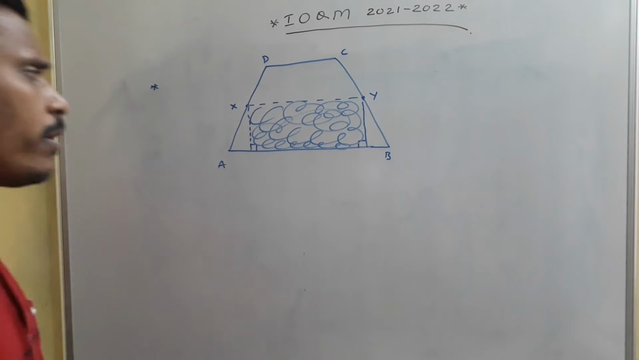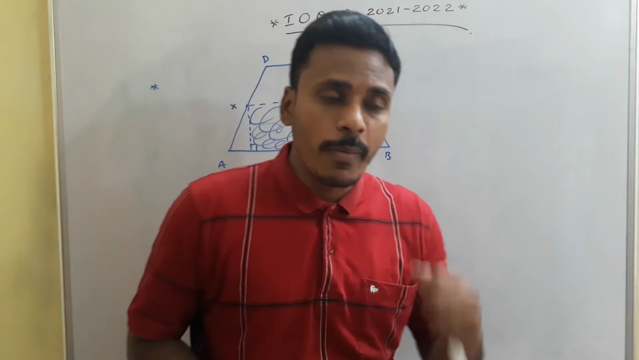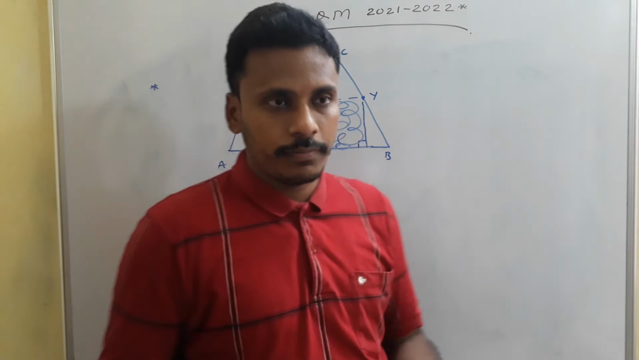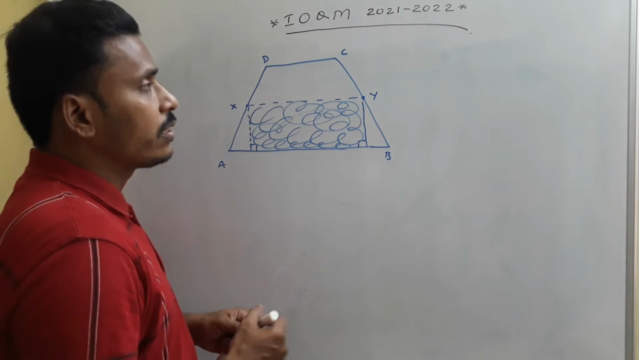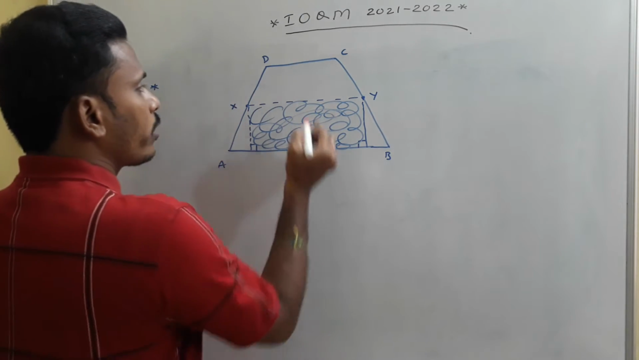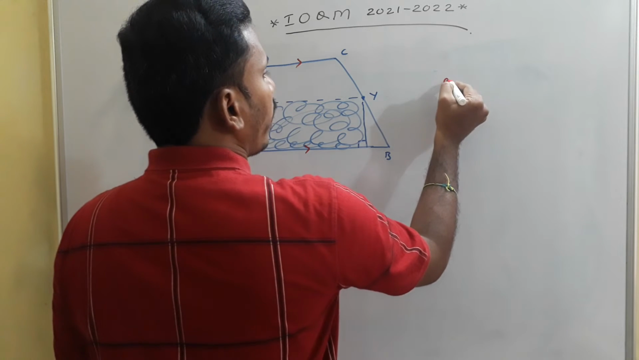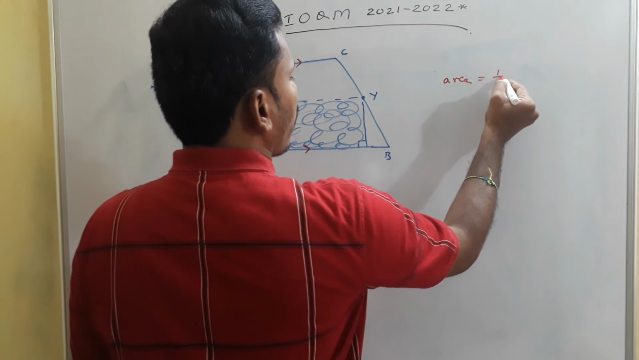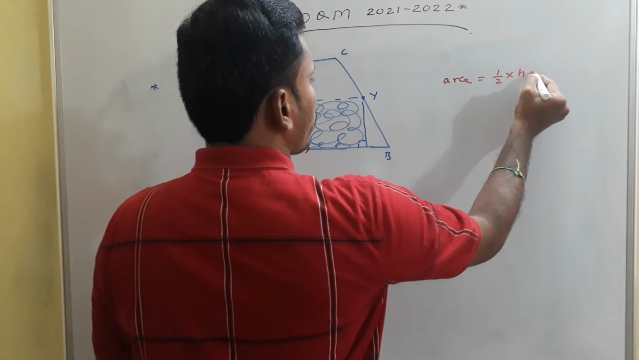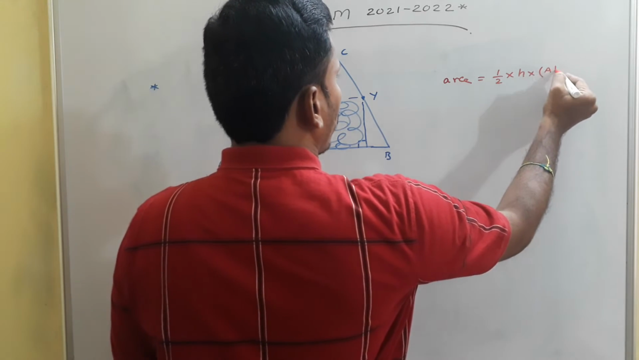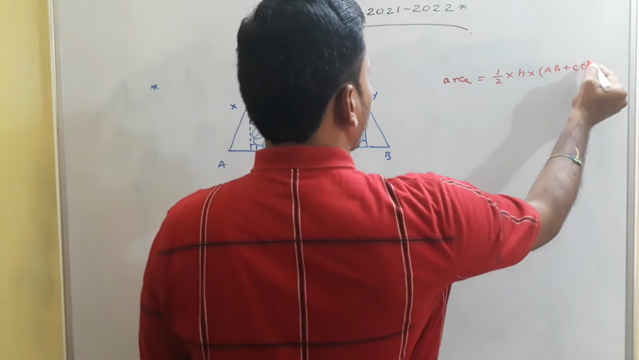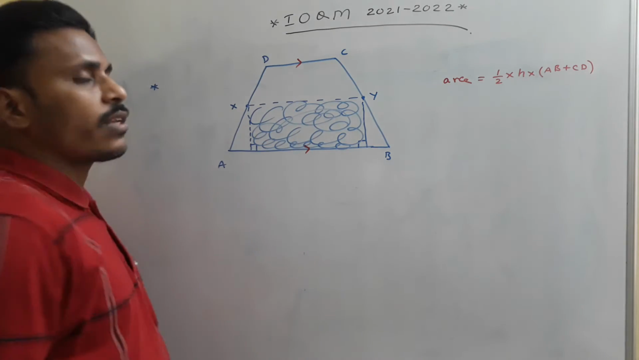When we hear trapezium, all the ideas we know related to trapezium should be recalled. Since a trapezium has two sides parallel, the area of a trapezium is usually half of the distance between the parallel sides into the sum of the parallel sides, half h into AB plus CD, if h is this height of the trapezium.